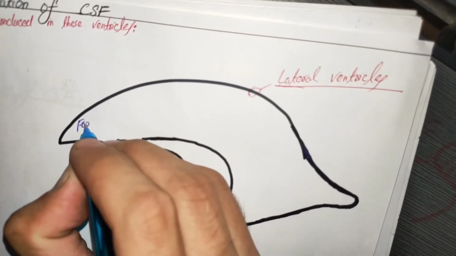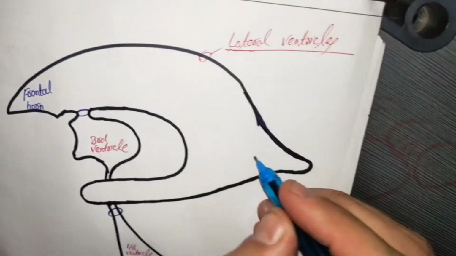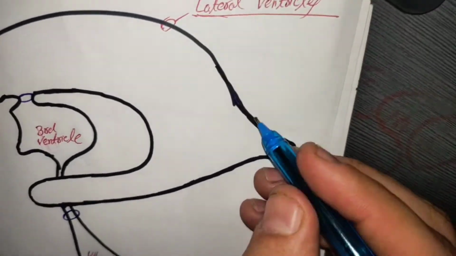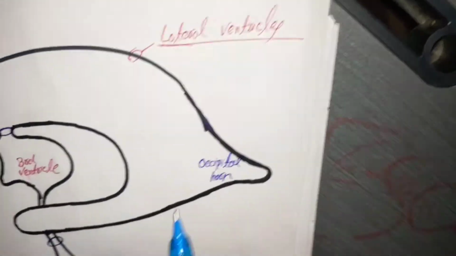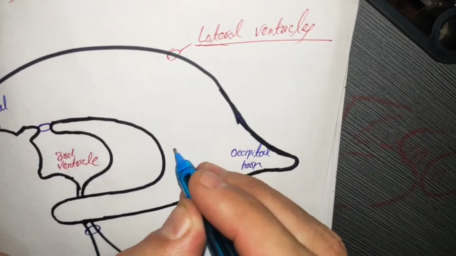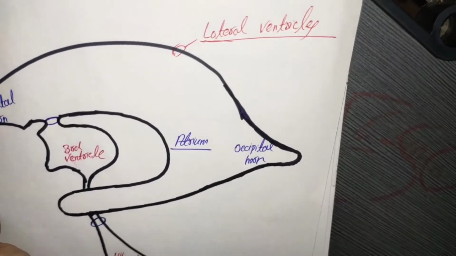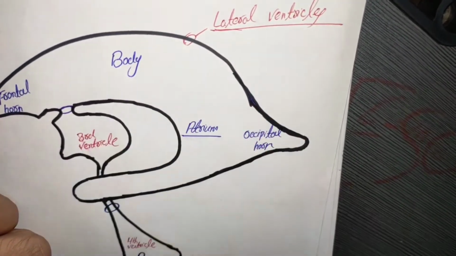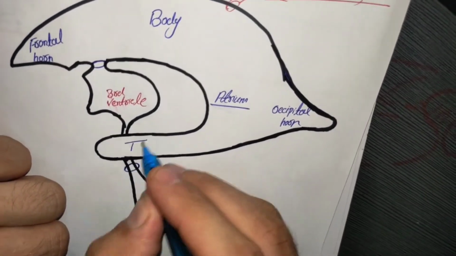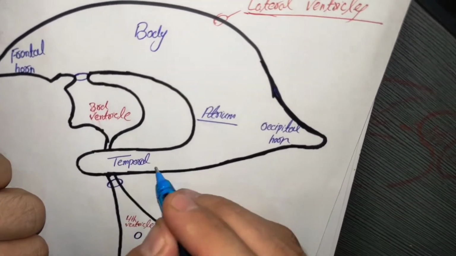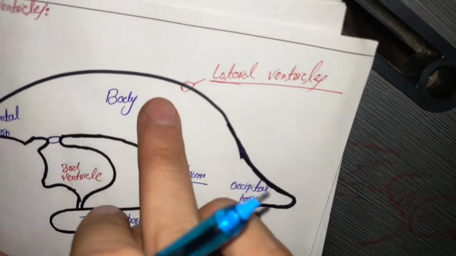Let's talk about some parts of the lateral ventricle. This is the frontal horn. This is the occipital horn of the lateral ventricle. This is called the atrium of the lateral ventricle, and we can also call this part the trigone, and this is the body. This is the temporal horn of the lateral ventricle. These are the parts of the lateral ventricle.